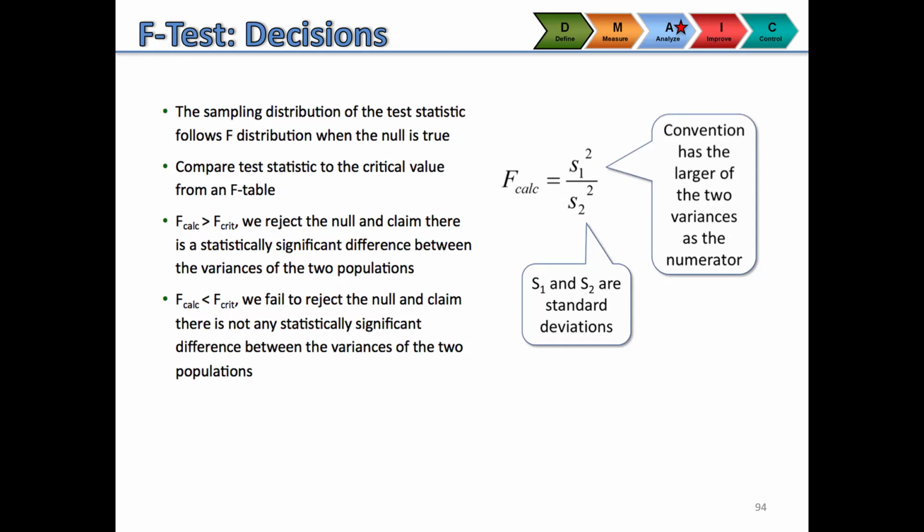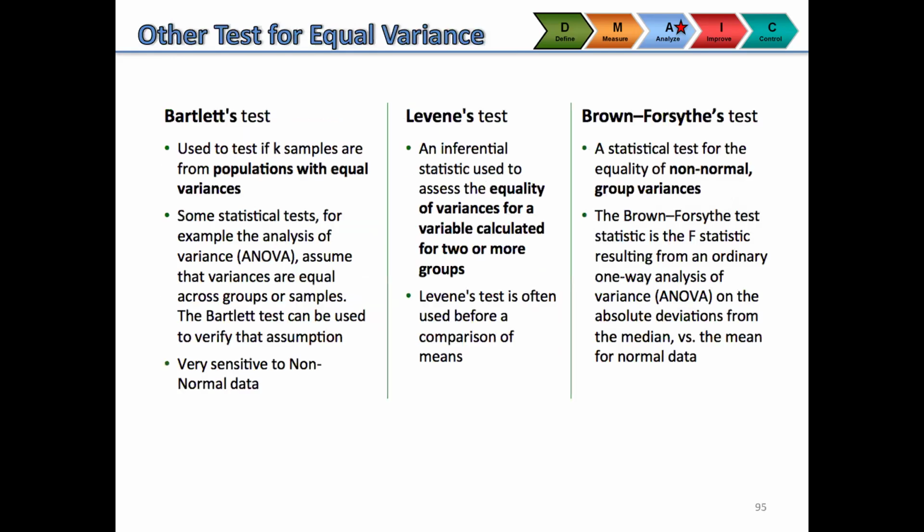Same idea. Pretty simple. And then Bartlett's test is used to test if K samples are from populations with equal variances. Some statistical tests, like the analysis of variance, assume variances are equal across groups of samples. Bartlett's test can be used to verify it. Never used it. Nor have I ever used Levene's test, which is an inferential statistic used to assess the equality of variances for a variable calculated for two or more groups.